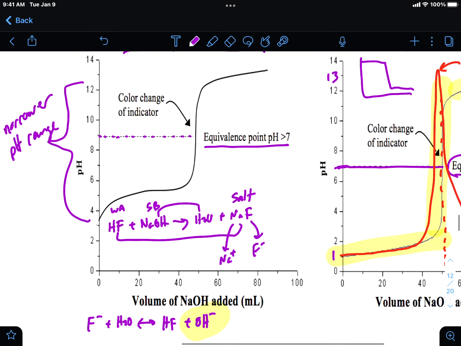And that is why our pH here, when the moles of acid and base are equal, you end up with only the products, and it turns out that one of your products is weakly basic. That is why the equivalence point is above 7. Okay?